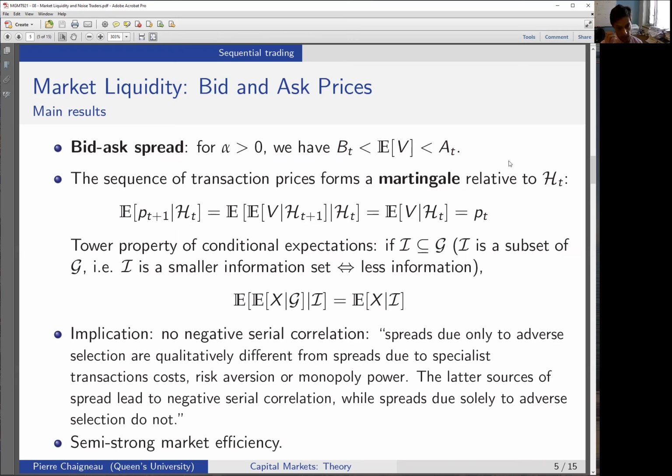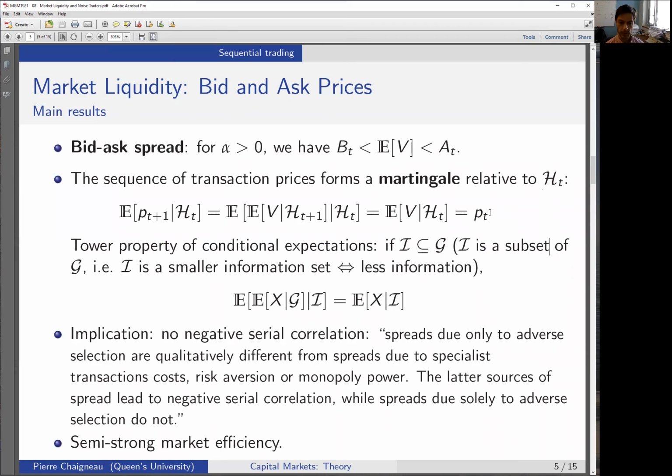Okay. Moreover, what can we learn from this model? With asymmetric information-based trading, the sequence of transaction prices, so if you take the time series of market prices, forms a martingale relative to publicly available information. So let's establish this statement.